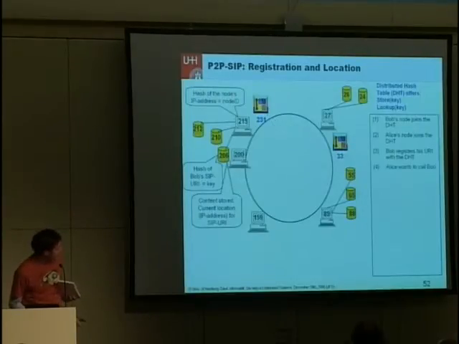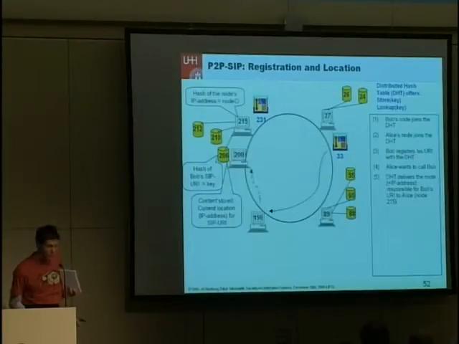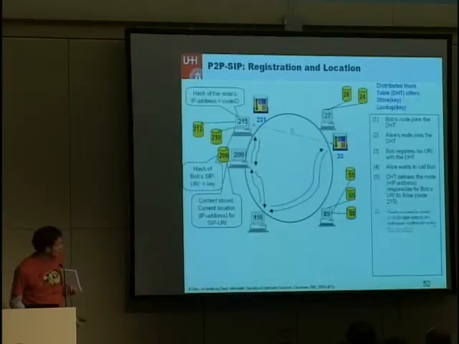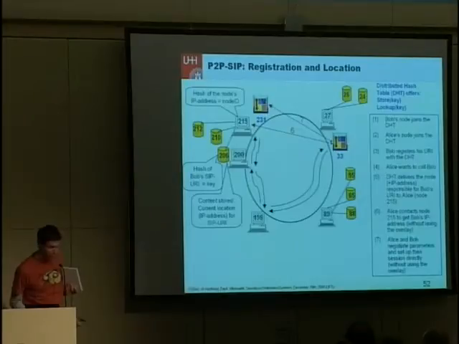So if then Alice wants to call Bob, she can also hash his zip URI and ask the peer-to-peer network in a message, well, I want to look up 206. So then there's some routing in the overlay, which I don't have time to go into detail here. But eventually, from the overlay, she will get back node 215 is responsible. And she can then contact node 215 because the overlay gave her the IP address. And then node 215 will give her the IP address of Bob, and she can contact Bob.